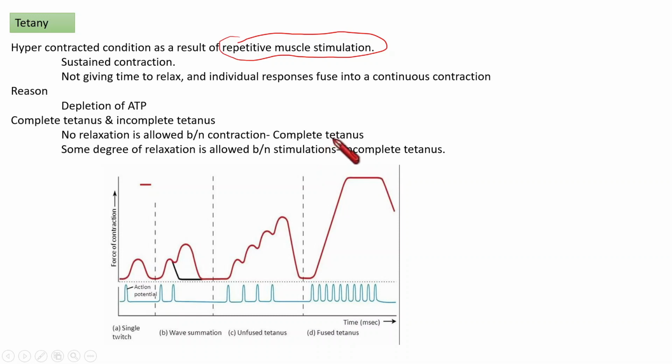Then coming to complete tetanus, I think it's already clear to you. No time is given to the muscle to undergo any more relaxation. The result is a fused contraction, a sustained contraction, that is called complete tetanus. Okay, I think it's very clear to you. With this, we can wind up today's section. Thank you.